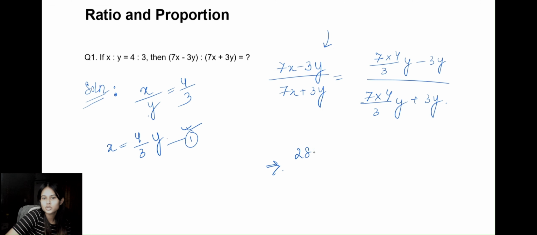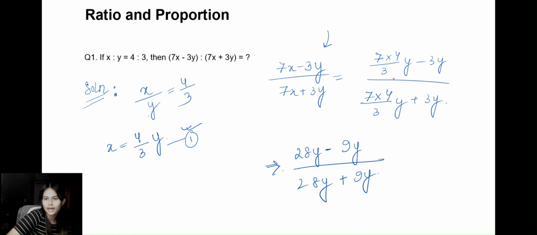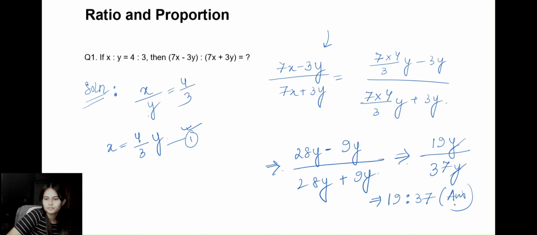Then 7 4s are 28y minus 9y divided by 28y plus 9y. And then 3 gets cancelled out. 19y divided by 37y. So the ratio comes as 19:37. Alright. So coming to the third question.